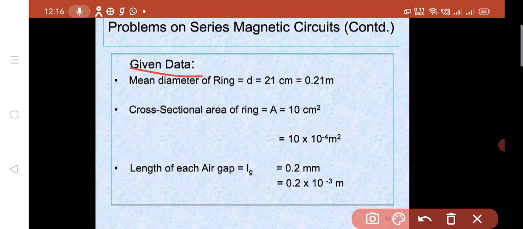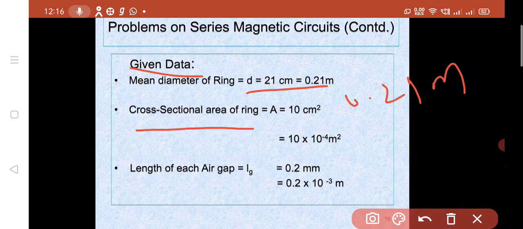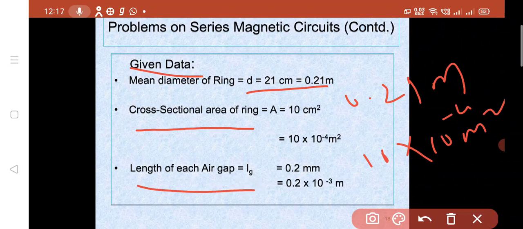So write the given data. Mean diameter of ring, D is equal to 21 centimeters. We can convert centimeters to meters, so 0.21 meters. Cross-sectional area of ring, A is equal to 10 centimeters square, which we convert to meters square: 10 into 10 to the power of minus 4 meters square. And the length of the air gap, Lg, is 0.2 mm, so 0.2 into 10 to the power of minus 3 meters.